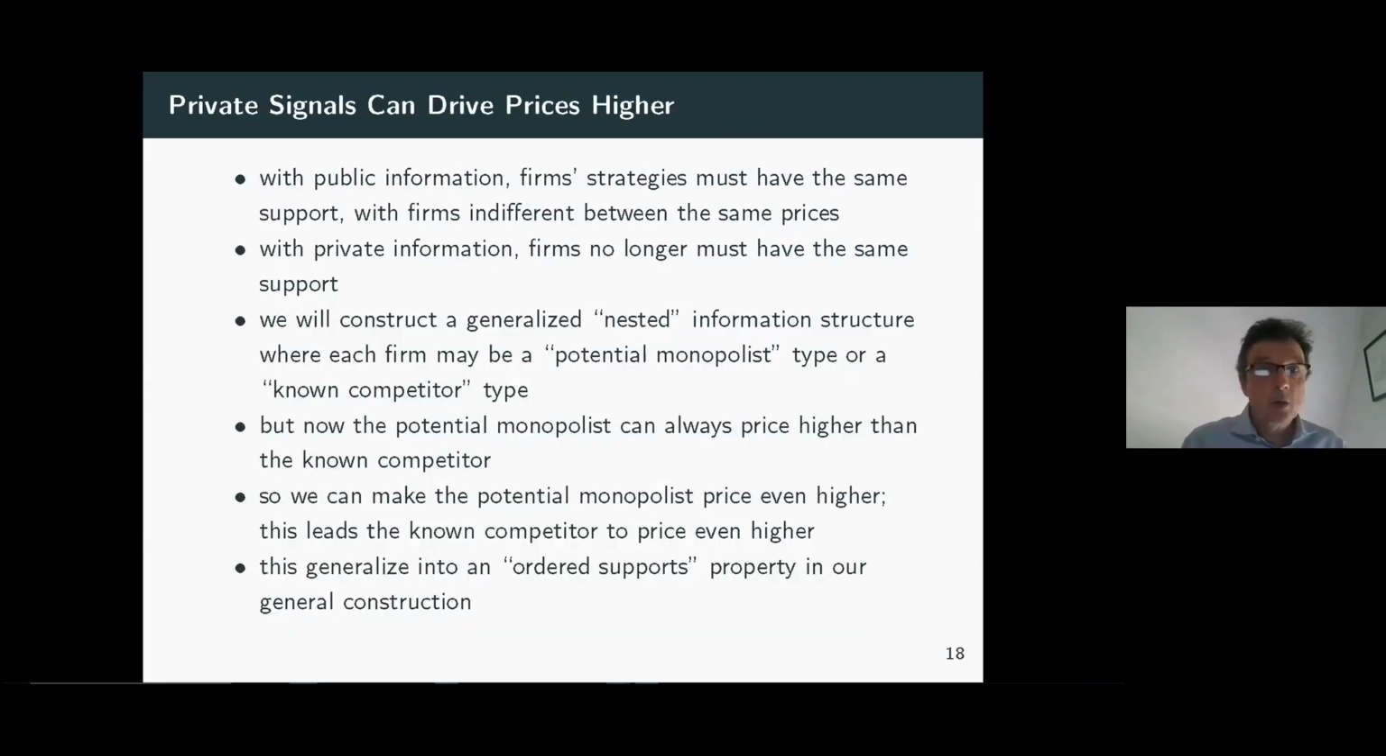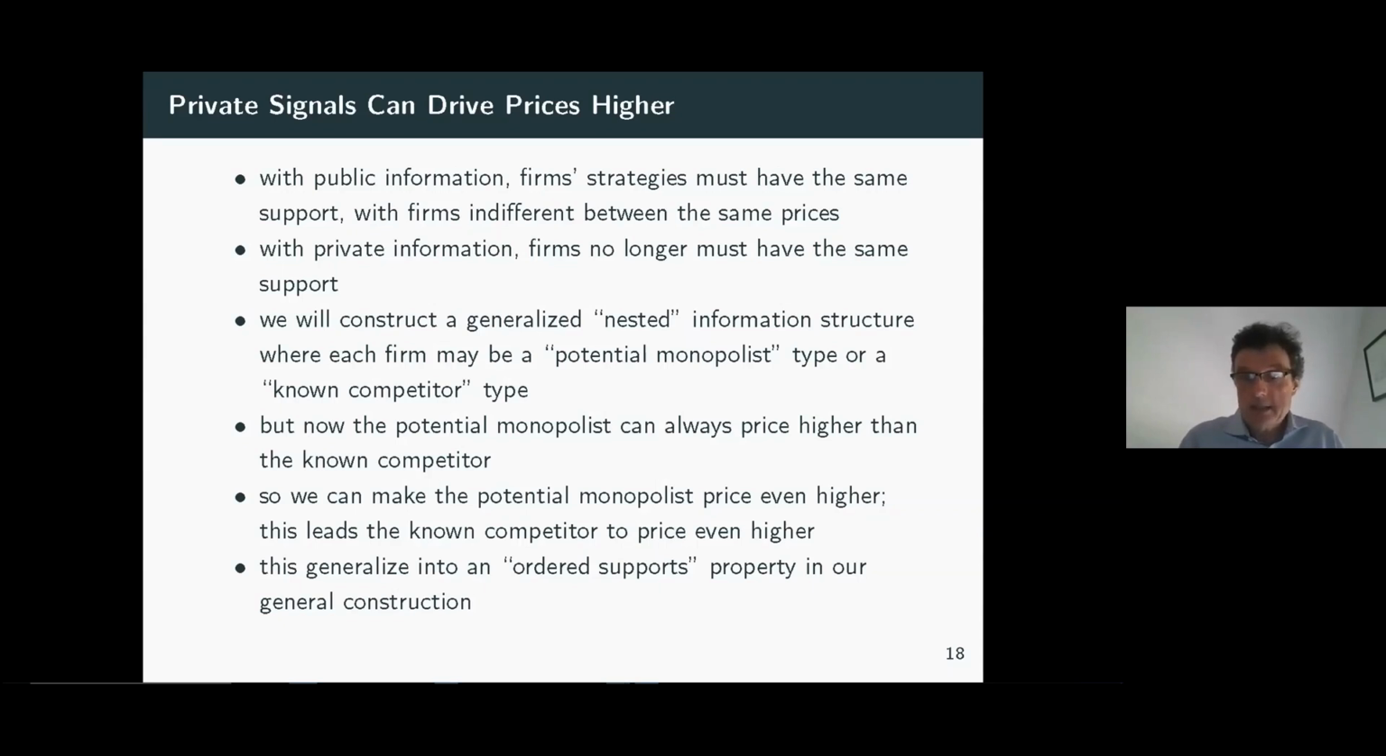Okay. Now we're going to push this even higher, and we're going to think about what are the prices that can be supported by some private information. With public information, essentially we forced the firms, even if there was some uncertainty whether they are a monopolist or not, to randomize over the same interval. With private information, we can, in some sense, relax that constraint and can have firms choose prices over different intervals.